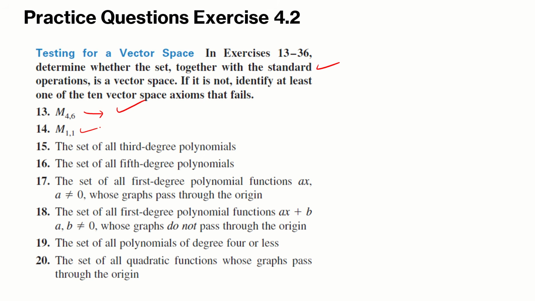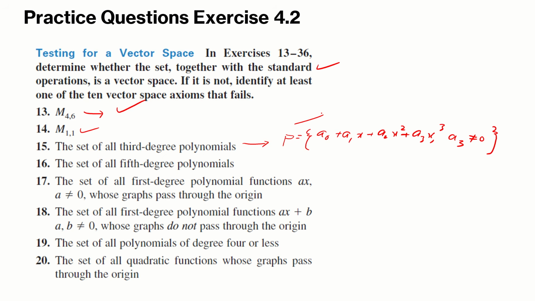M11, again it's a vector space as well. The set of all third degree polynomials. In this case we are talking about polynomials whose degree is equal to 3, not less than or equal to 3. It's like polynomials of the form a0 plus a1x plus a2x square plus a3x cube with the condition a3 is not equal to 0. The rest could be 0, but a3 will never be 0.